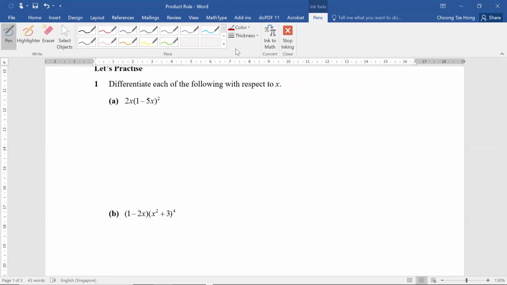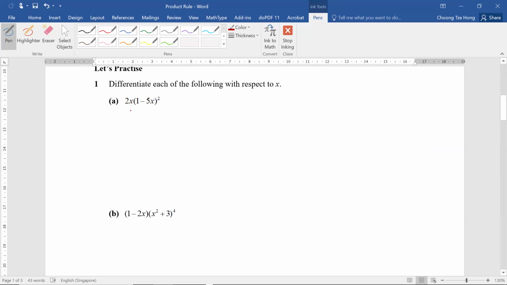Now we are asked to differentiate 2x times 1 minus 5x squared. As you will see later, for the product rule, sometimes you will need to apply the chain rule inside the product rule. If you have forgotten how to do the chain rule, please watch the video that is before this.